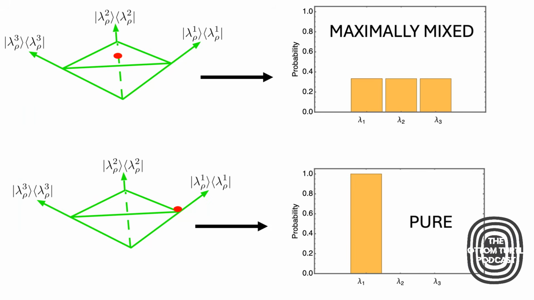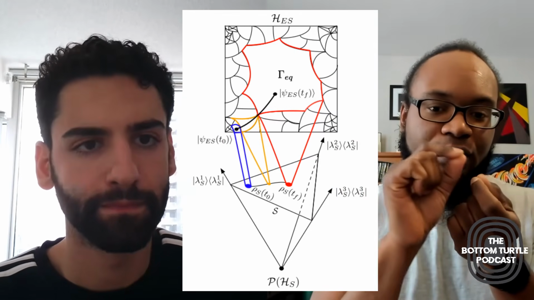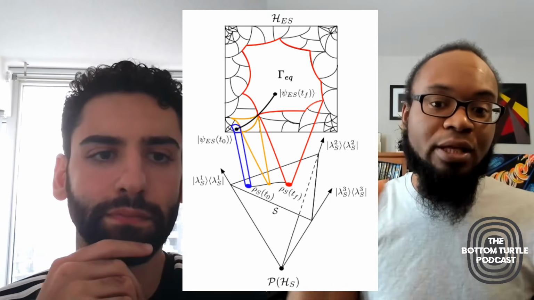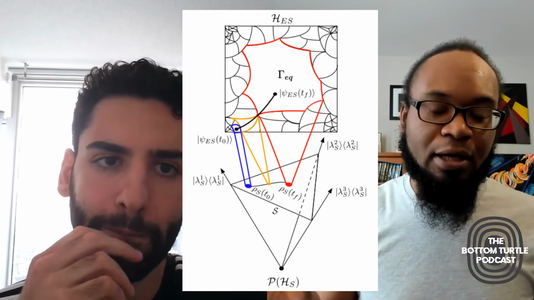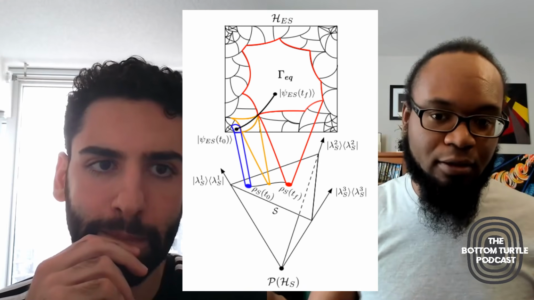Purity is associated with a vertex on that triangle. So in this case of objective ignorance, when I go from a vertex on the triangle and start moving to the center of the triangle, I'm losing separability, I'm losing purity, and entanglement is being created. So points in the center of the triangle are associated with entanglement.